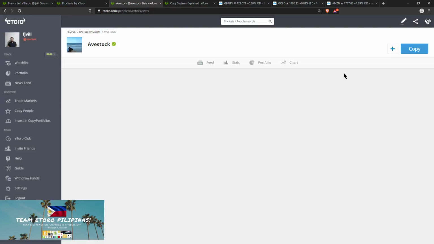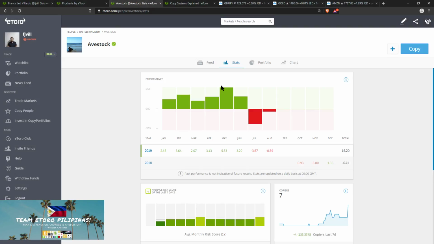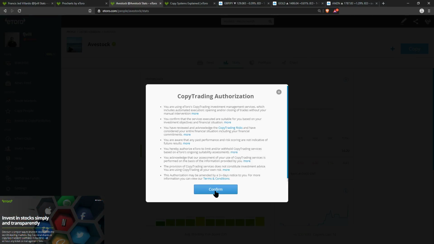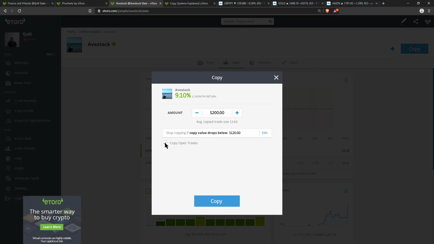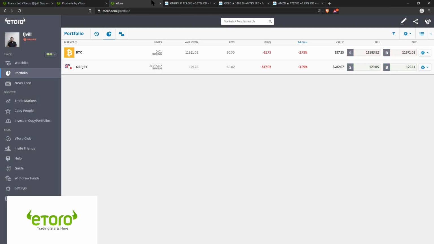I'm gonna copy him. When I copy, right, it will give me the option, di ba? Ayan, saan na yung option? Ayan, confirm. Ayan, see? May option dito na if I want to copy open trades, and then just untick that. Make sure to untick that. Right? All right, you're welcome, John. Let me go back to mine.